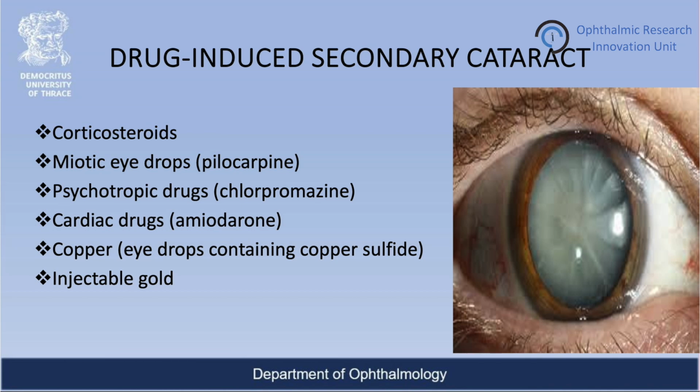Secondary cataract caused by medications primarily involves corticosteroids, administered both systemically and topically in high doses and for a long time, resulting in corticosteroid-induced cataract. Another category of drugs that can cause secondary cataract is miotic eye drops for the treatment of chronic glaucoma, such as pilocarpine, which after long-term use can cause lens opacification. Certain psychotropic drugs, such as chlorpromazine, or cardiac medications, such as amiodarone, copper from eye drops containing copper sulfide, and injectable gold, can also cause lens clouding.